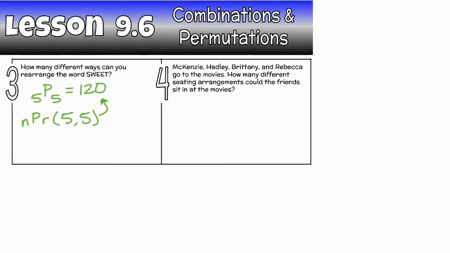And then the last one: Mackenzie, Hadley, Brittany, and Rebecca go to the movies. How many different seating arrangements could the friends sit in at the movie? So again, this is a permutation because order matters, and we can't repeat the same people over again. So we have 4 permutation 4, and so there are 24 different seating arrangements that you could have at the movies. So those are the differences between the permutations and the combinations before.